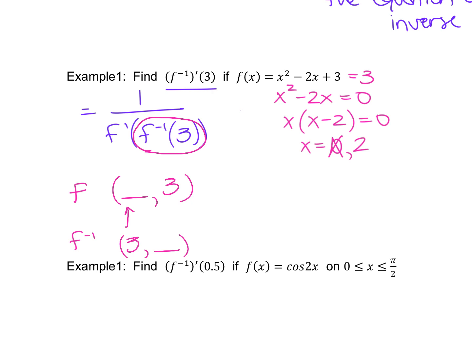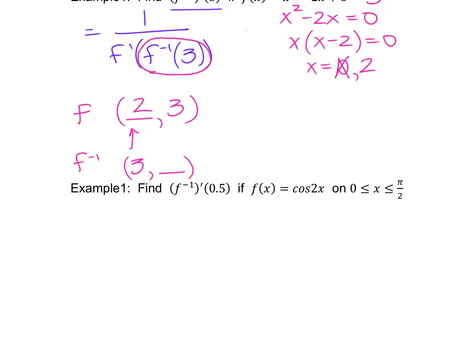There's 2 times it happens, we're going to use the right-hand side. All right, so if on the original function, when x equals 2, y equals 3, what does that tell us on the inverse? When x equals 3, y equals 2. All right, so now I know f inverse at 3. F inverse at 3 is the number 2. So let's proceed to the next step.